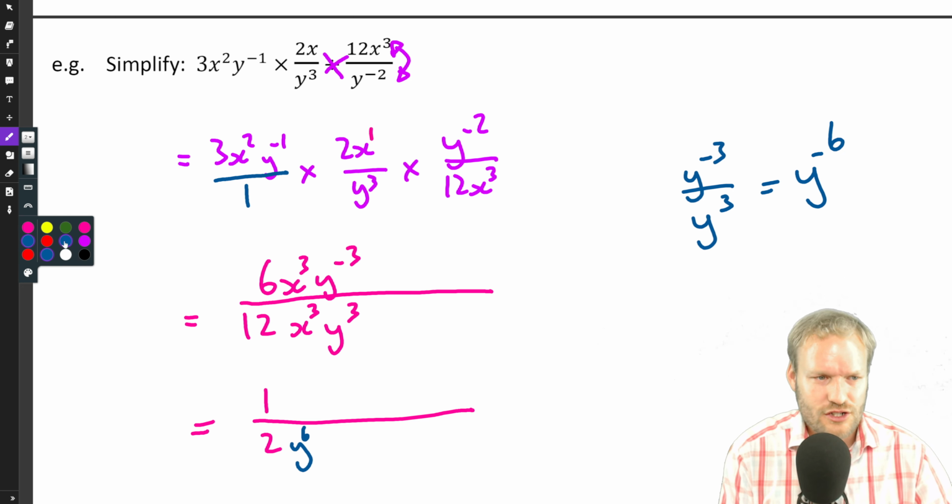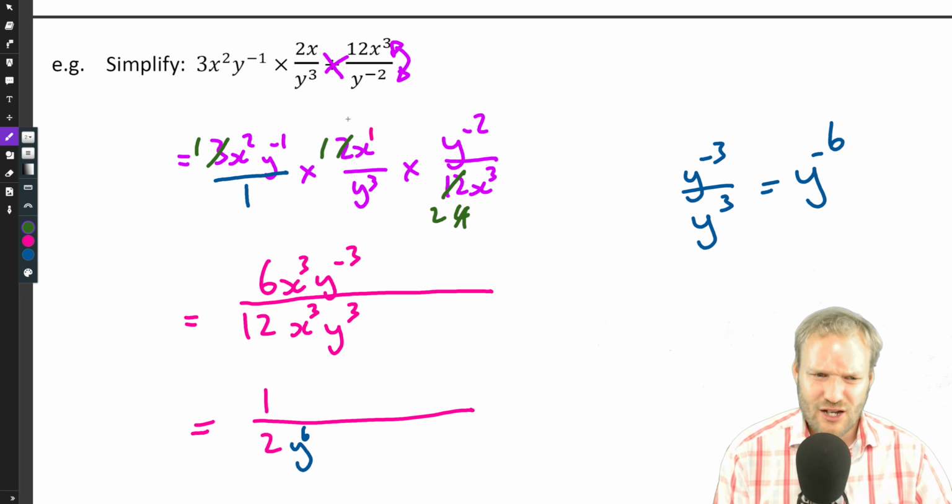Alternatively, we could have looked at cross-cancelling here. So we could have said, wait, 3 goes in here once and it goes in here 4 times. 2 goes in here twice and it goes in here once. But it starts getting quite messy. So there's our 1 over 2 that we had in the final answer. But it was a messy way to get there.